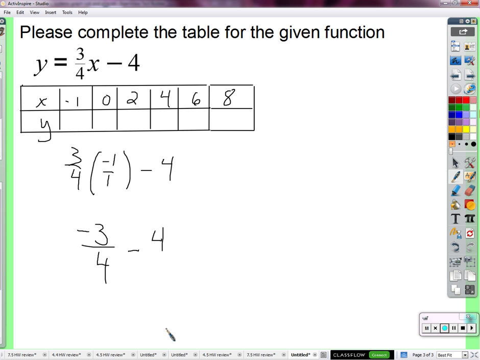Can I take negative 3/4 and subtract 4? No. What do I need? Common denominator. So, I have 4 wholes, but I need to turn this into fourths. I want to change this into fourths instead. How many fourths is it? 16/4.